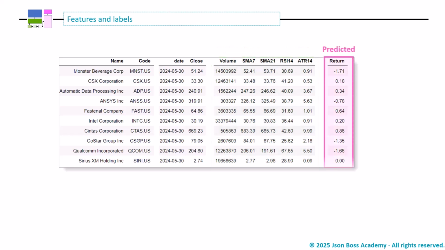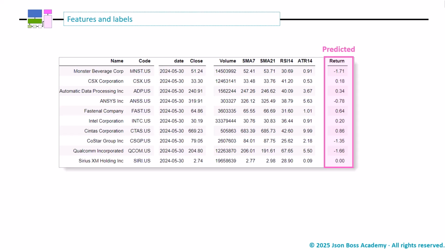Finally, we have the predicted data, which represents the target or the output of our model. That is, the data that we want the model to predict. In this case, it's tomorrow's return value, what we want to predict.